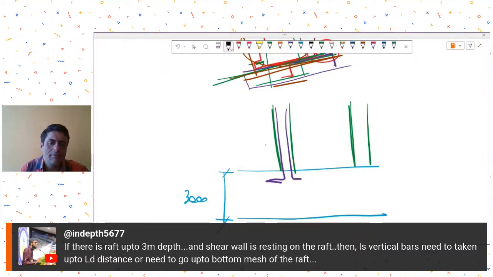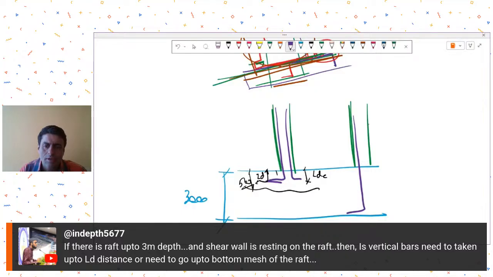Because already I have got LD distance, the curved length plus hook length, etc. add up to LD. And let's say I also have the straight portion equal to LDC. So that is coming to around 400, 500 mm. So do I need to take my bars right till the bottom? Because that means I'll have to have 3 meter additional bar length, which will add up to my cost. Or can I just terminate it over here?